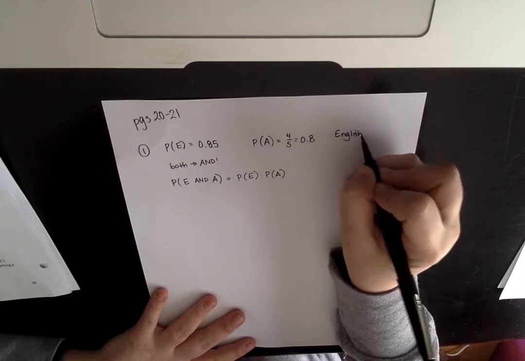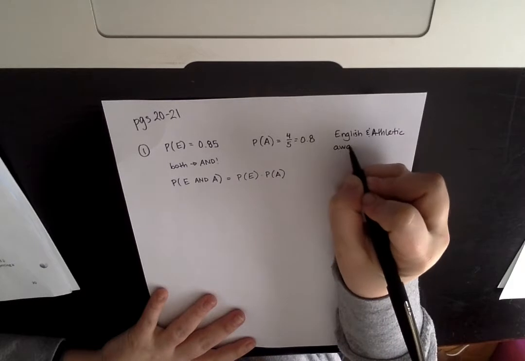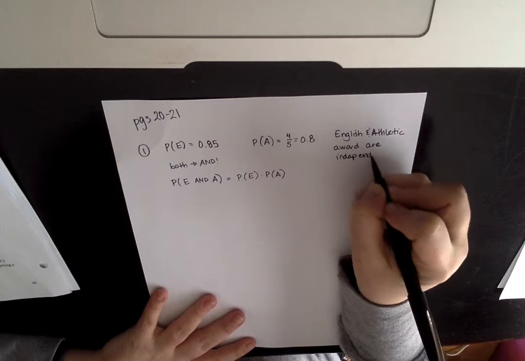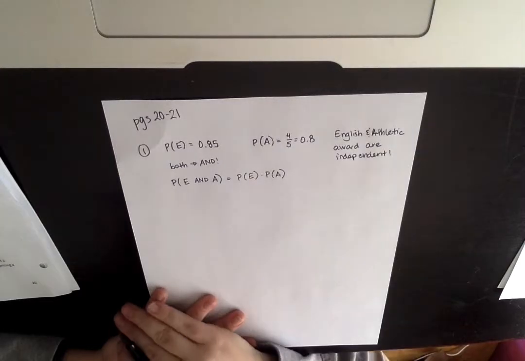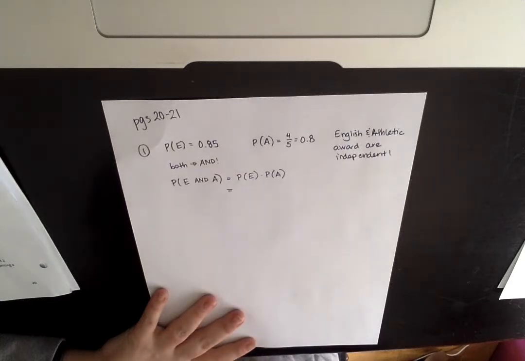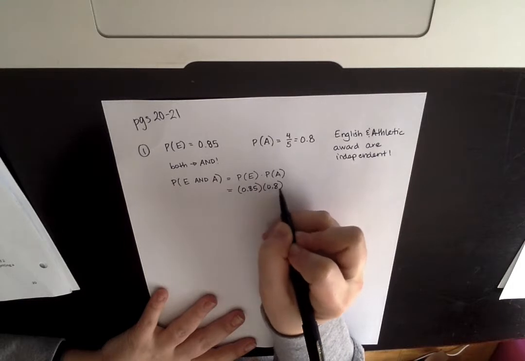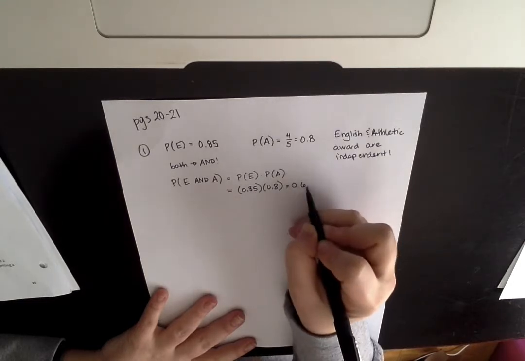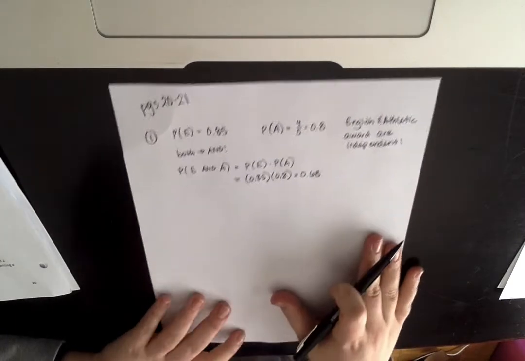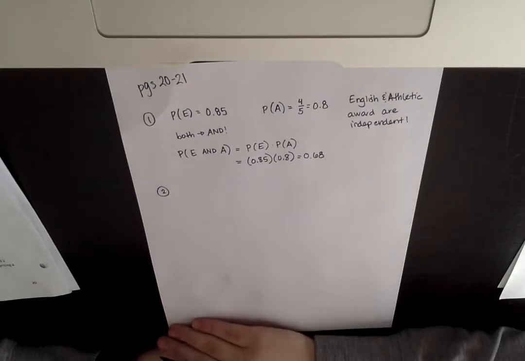So English and athletic award are independent, okay? So I'm going to replace each of these with the values that we have above. So that's 0.85 times 0.8, which if we stick that in the calculator gives us a probability of 0.68 that she gets both awards. Okay. Now, let's read the next problem together.